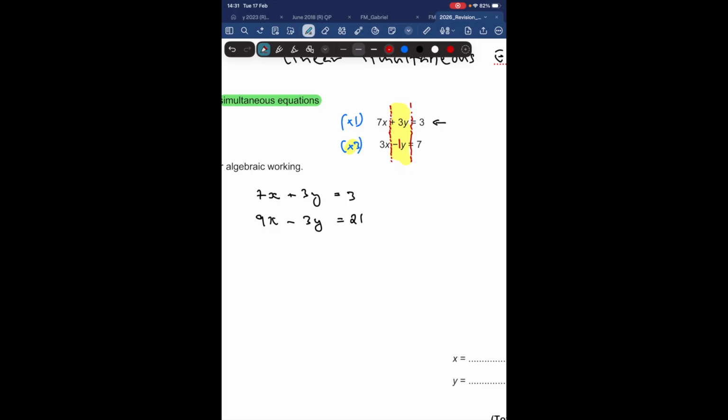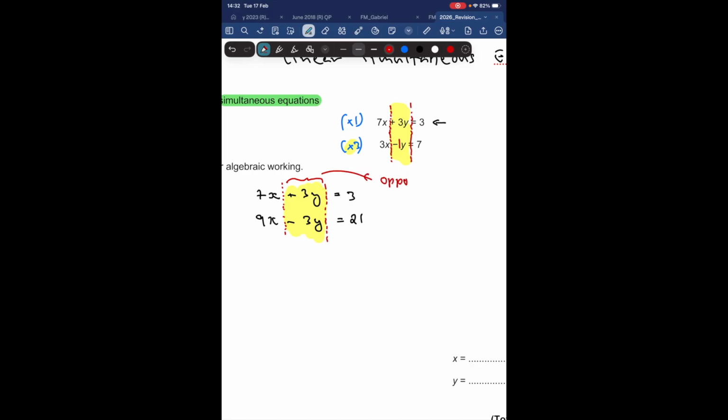If I draw my column lines in, so I've got my x column, I've got my y column, and now what you're going to notice is that with the y column here, the numbers in front of the y are both the same. However, they've got opposite signs. This is plus and this is minus. If we have a situation where we have opposite signs, what we do is we add the two equations together. So we can make a little note here.